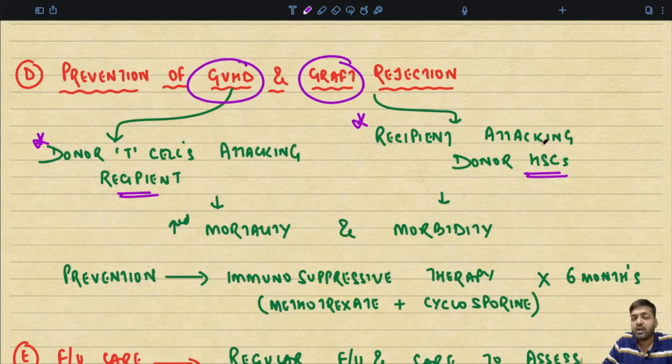Okay, so just try to understand, GVHD means graft versus host disease. Over here the donor's immune cells start to attack the recipient, and graft rejection is when the recipient starts to attack the donor hematopoietic stem cells. Both these conditions are very bad, and if they occur, they lead to increased mortality and morbidity.